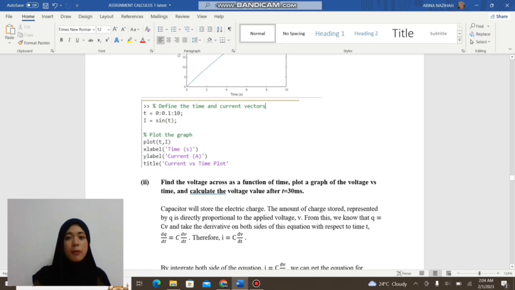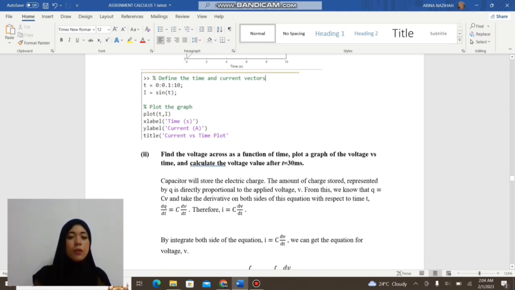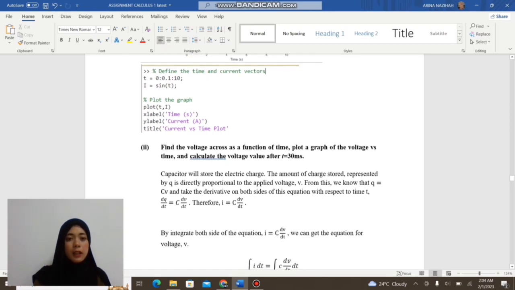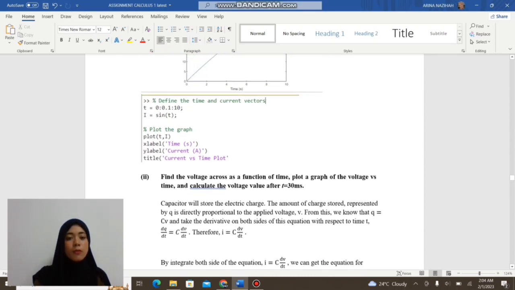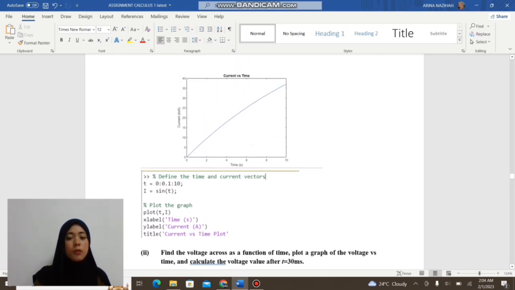First we define the time and current vectors. So t equals 0 to 10 with a step of 0.1, and i equals sin t. Then we plot the graph: plot(t, i), xlabel time (s), ylabel current (A), title current versus time plot. When we use this, the output will show like this: time in seconds here, current in milliamperes here, and current versus time here.